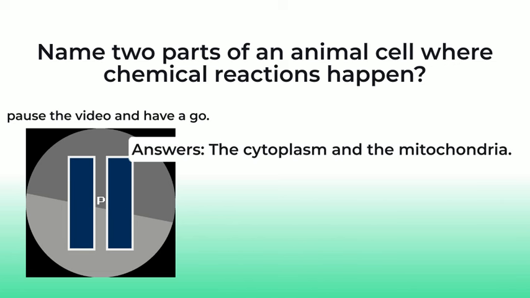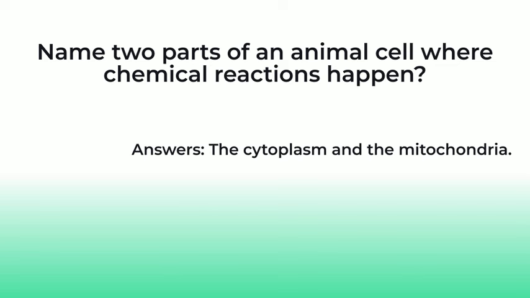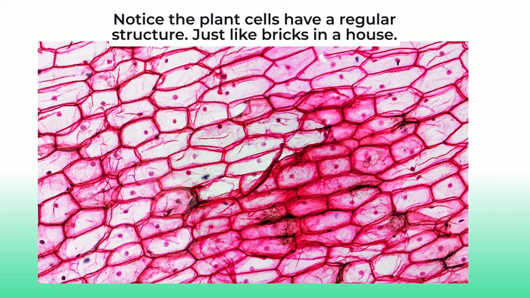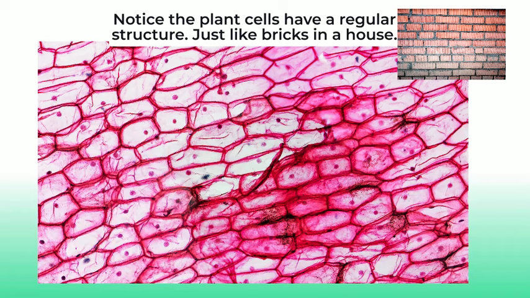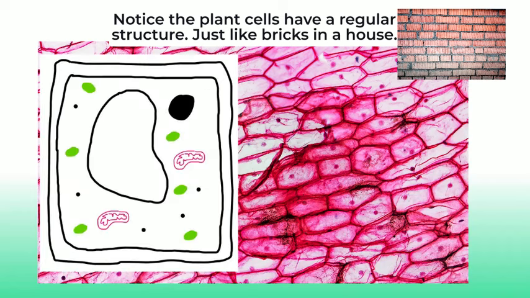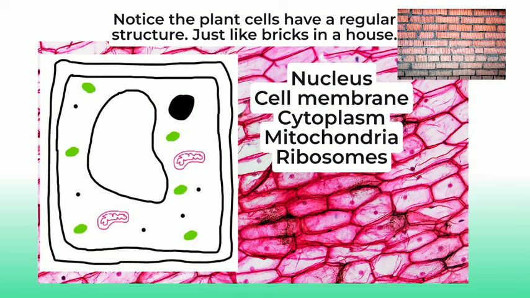Now we'll move on. What's inside a plant cell? Plant cells, like the one in the picture, have a more regular structure than animal cells. This allows them to fit together like the bricks in a house. They contain 8 components. Like animal cells, they contain a nucleus, a cell membrane, a cytoplasm, lots of mitochondria, and ribosomes.